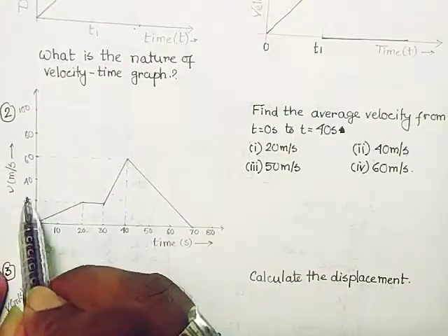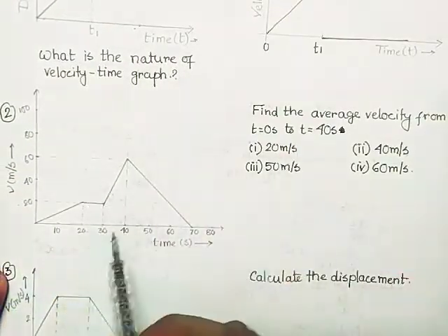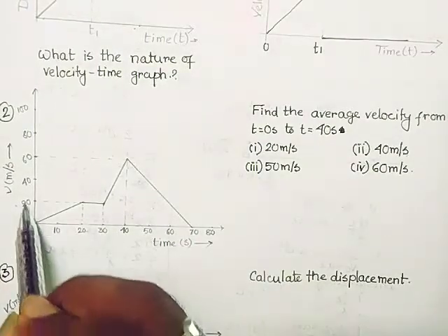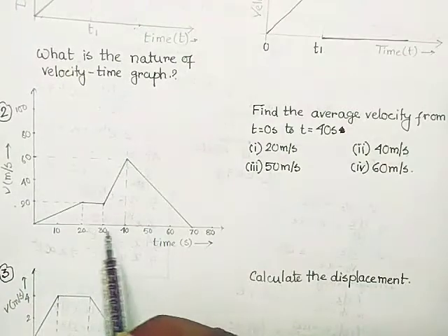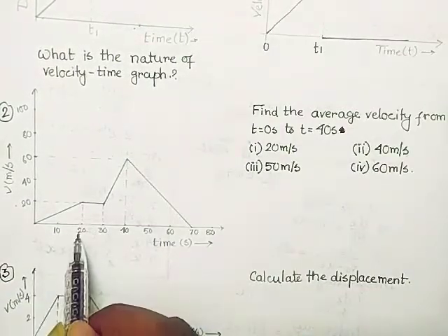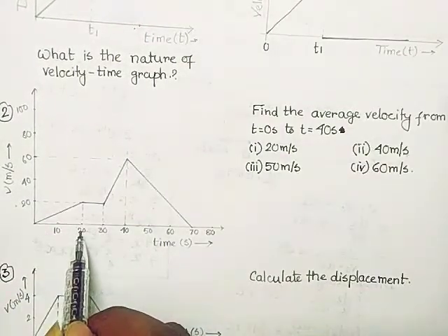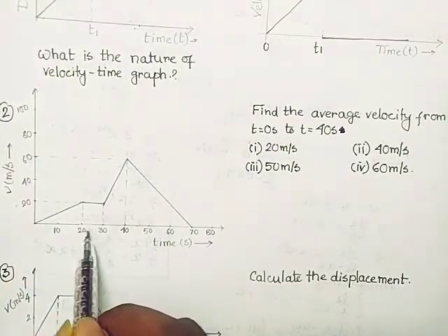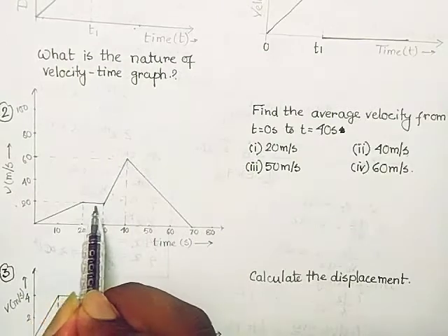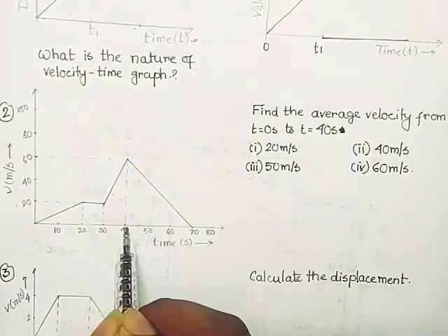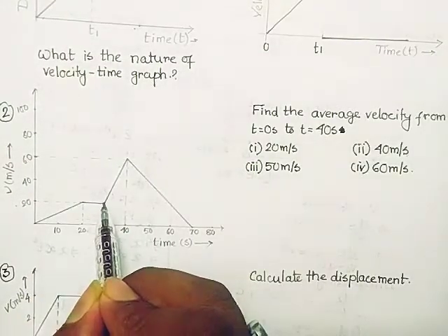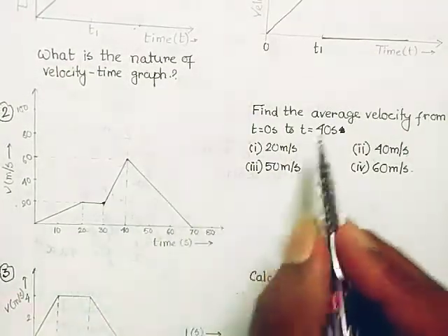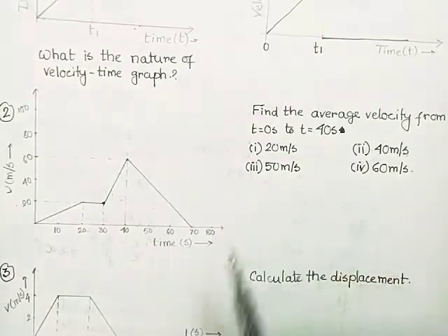You have to find out the average velocity from this curve between t equal to 10 seconds and t equal to 40 seconds. The scaling is done here, and here also the scaling is done. So from 0 to 20 seconds, the velocity is 20. From 20 to 30 seconds, the velocity remains at 20. From 30 to 40 seconds, the velocity increases from 20 to 60. So you have to think up to the 40 seconds.